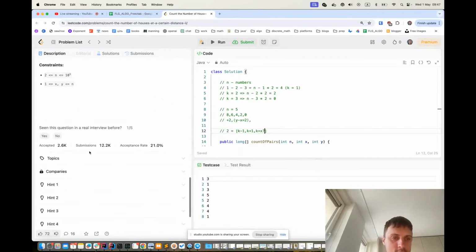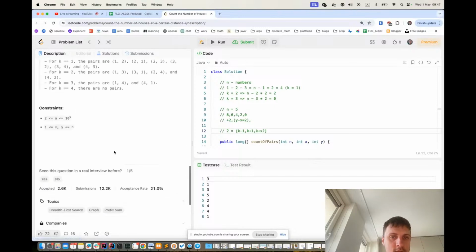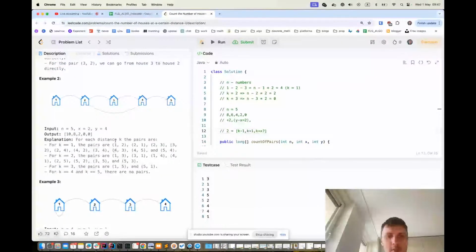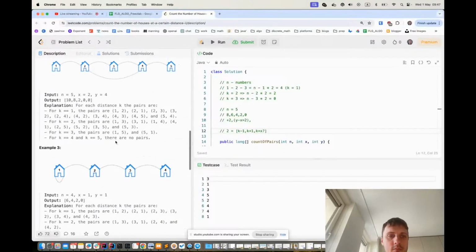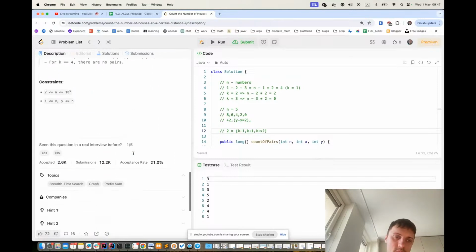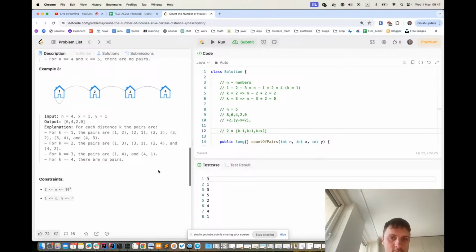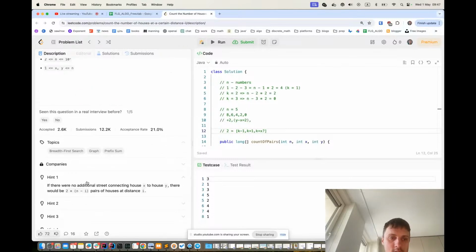I think there should exist some math formula. Breadth-first search, graph, prefix sum. Yes, with prefix sum it's understandable. Let's check hints. If there were no additional street connecting house x to y, there would be 2 pairs of houses at each distance. Yes, so we actually calculated this.